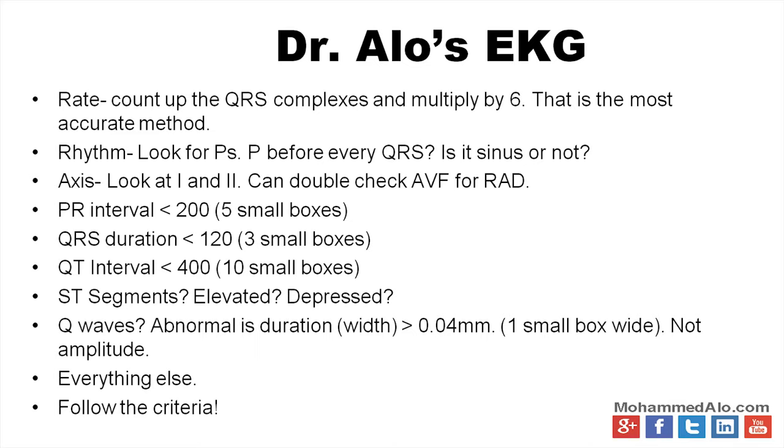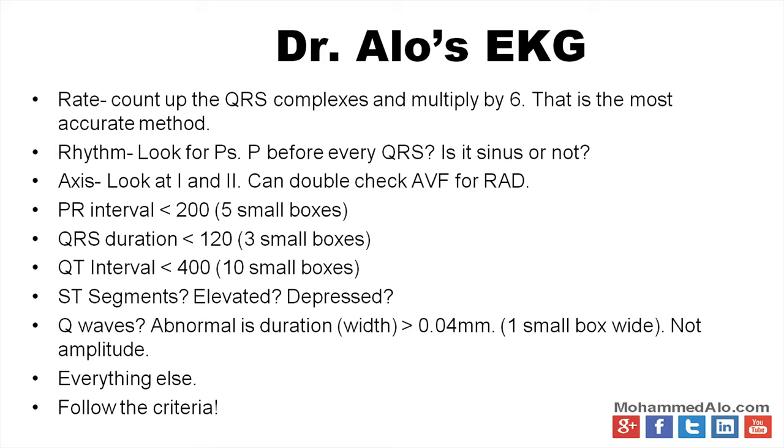So first of all, the rate. The best way to do this is to count up all the QRS complexes at the bottom or along the rhythm strip and multiply by 6. It's the most accurate method, especially if somebody's in an irregular rhythm. You could do that 300, 150, 100 technique. It's not all that accurate. If somebody's in an irregular rhythm, you're not going to know what it is.